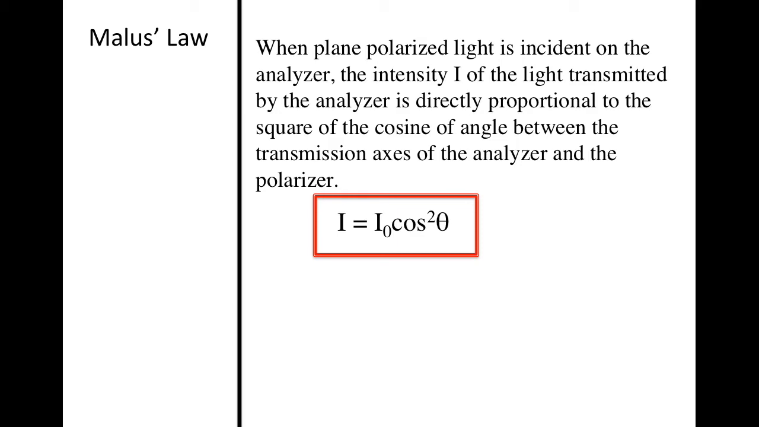What this states is that when plane polarized light is incident on the analyzer, remember the analyzer is the second Polaroid filter in the system, the intensity I of the light transmitted by the analyzer is directly proportional to the square of the cosine of the angle between the transmission axes of the analyzer and the polarizer. This is denoted in the equation I equals I naught cosine squared theta.